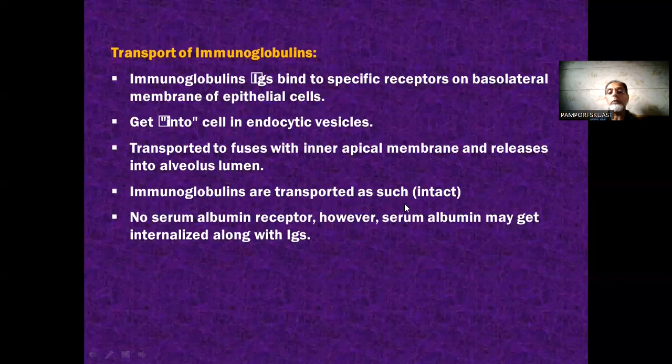The immunoglobulins are transported intact, not processed. They are taken up from the basolateral membranes through endocytic vesicles, and on the apical side they are pushed out through exocytosis. No serum albumin receptors are found. However, some serum albumin may get internalized along with the Igs, or when the tight junctions are leaky, serum albumin may make an entry into the milk.